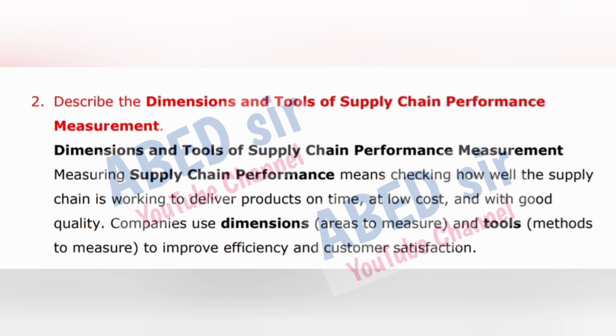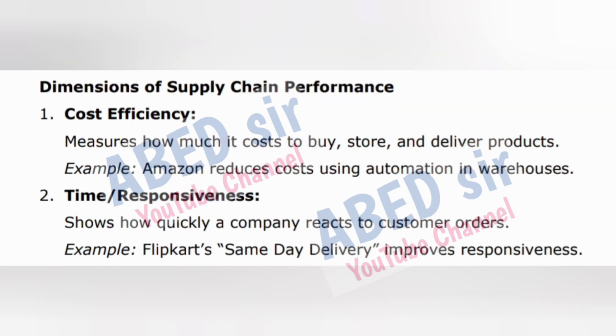Dimensions and tools of supply chain performance measurement. Measuring supply chain performance means checking how well the supply chain is working to deliver products on time, at low cost, and with good quality. Companies use dimensions, areas to measure, and tools, methods to measure, to improve efficiency and customer satisfaction. Dimensions of supply chain performance.